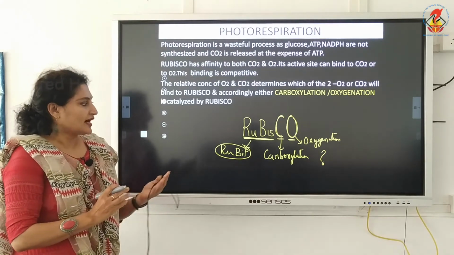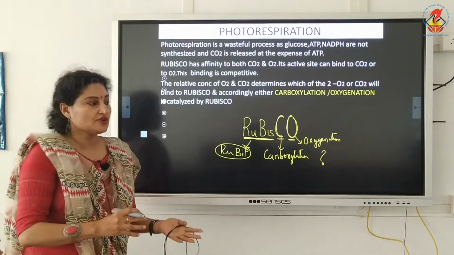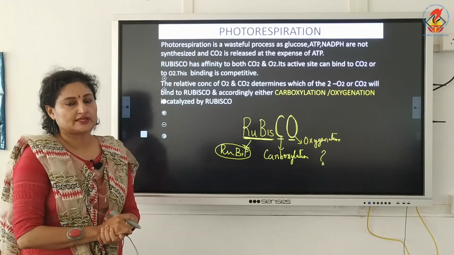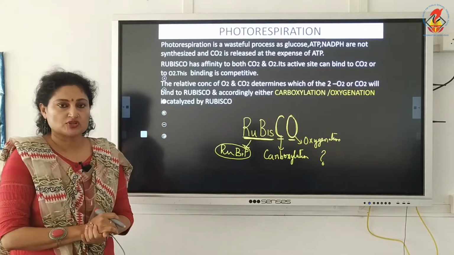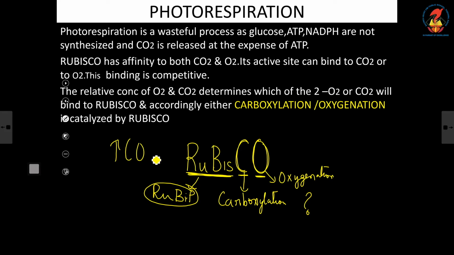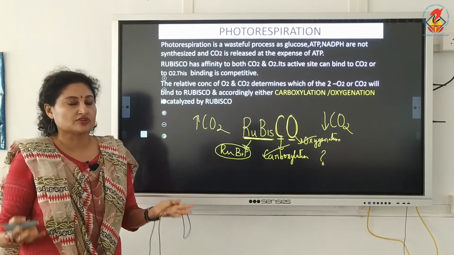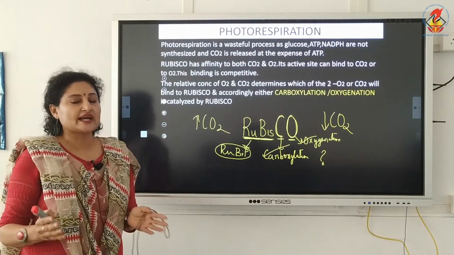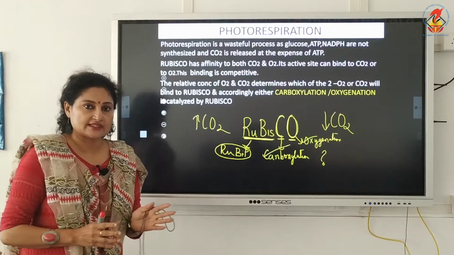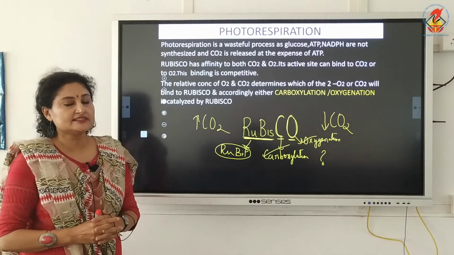This enzyme either catalyzes carboxylation or oxygenation, not both at the same time. It depends upon the relative concentration of carbon dioxide in the atmosphere. If the carbon dioxide concentration is high, definitely it catalyzes carboxylation. But if the carbon dioxide concentration in the atmosphere is low, it will catalyze oxygenation. So it is the relative concentration of carbon dioxide and oxygen in the atmosphere that decides which reaction it is going to catalyze, whether carboxylation or oxygenation.